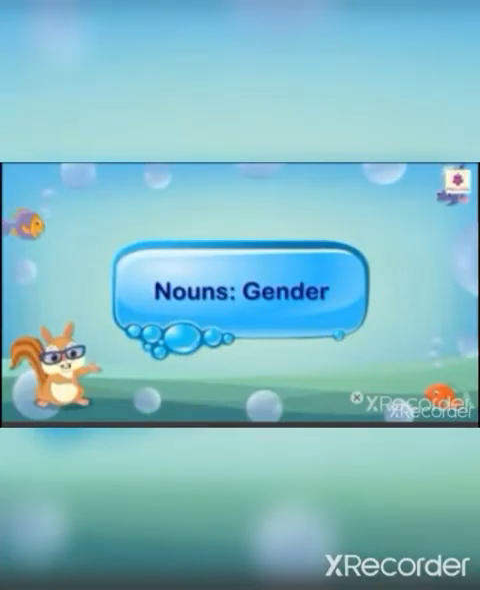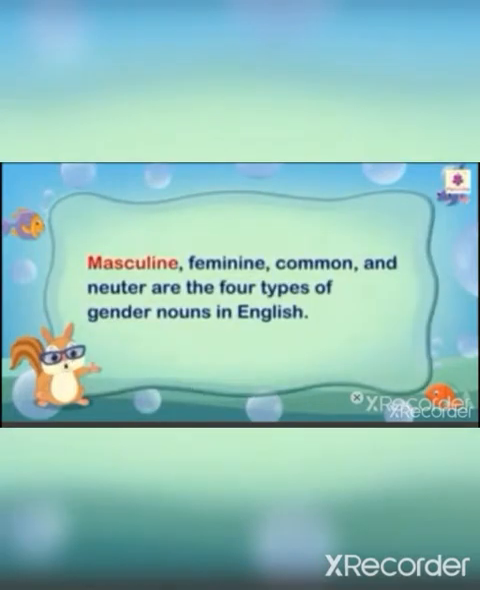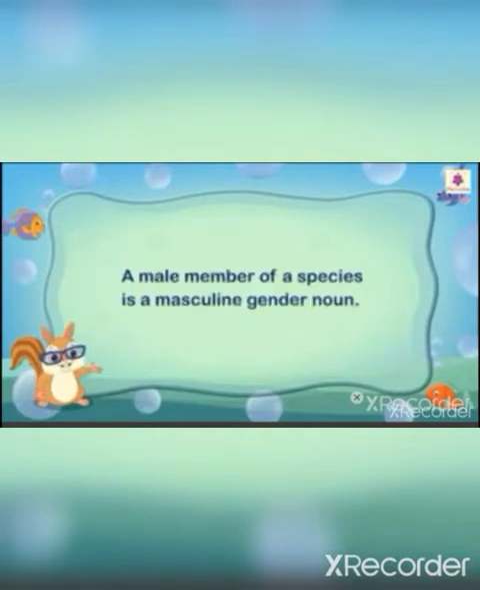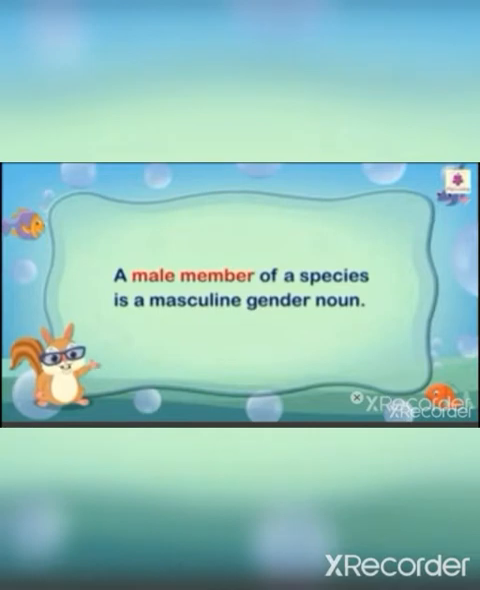Today we are going to see a new topic, nouns, gender. Masculine, feminine, common and neuter are the four types of gender nouns in English. A male member of a species is a masculine gender noun.